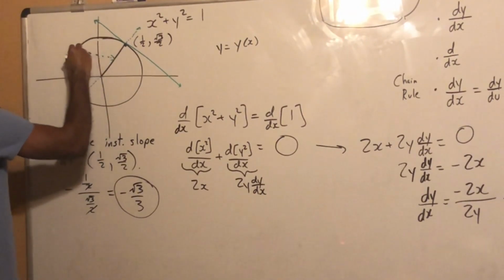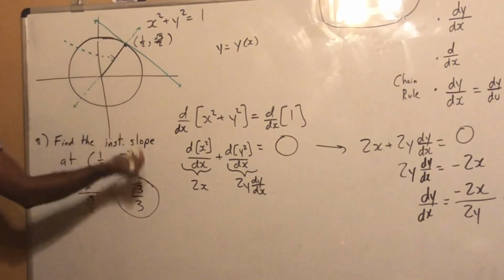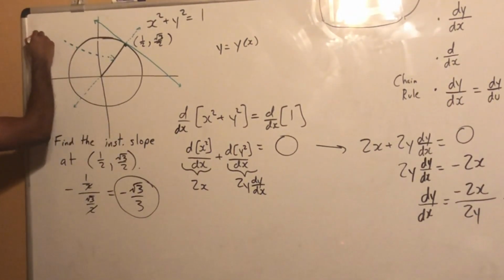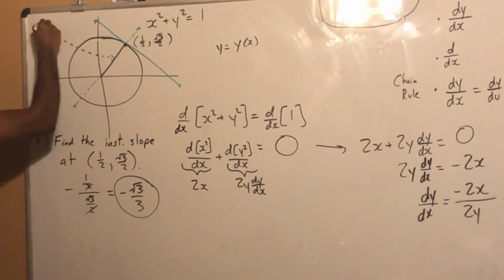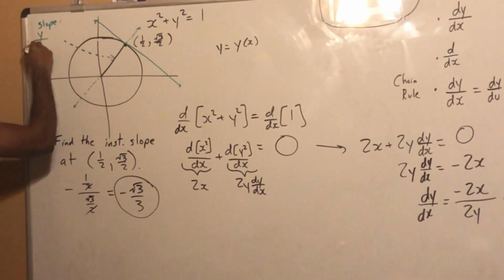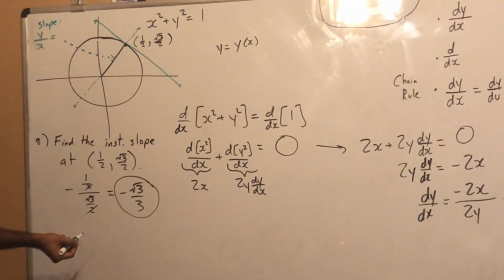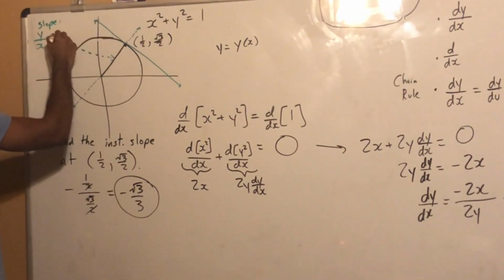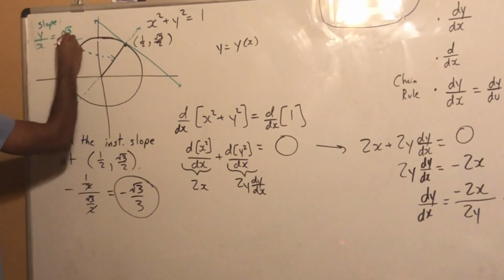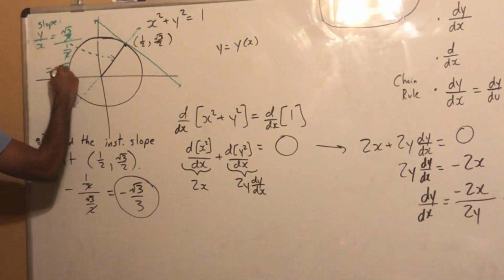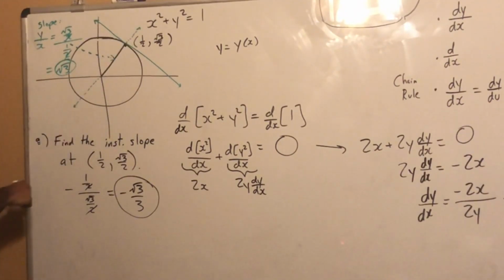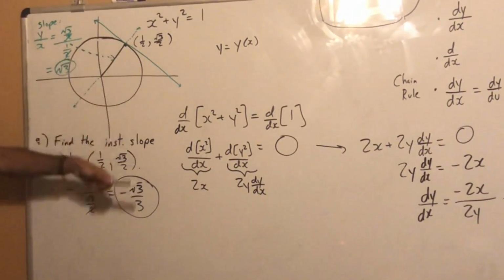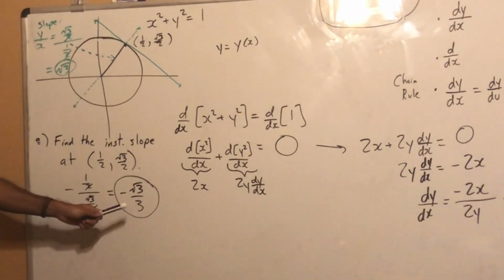So let's say here the dotted line, the dotted slope, y over x, in this case, is square root of 3 over 2, all divided by 1/2. The 2's go away, and we're left with root 3 for the slope of this dotted line. The slope of the line perpendicular to it is that.